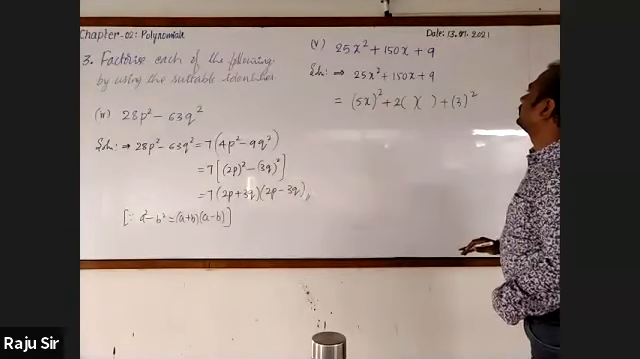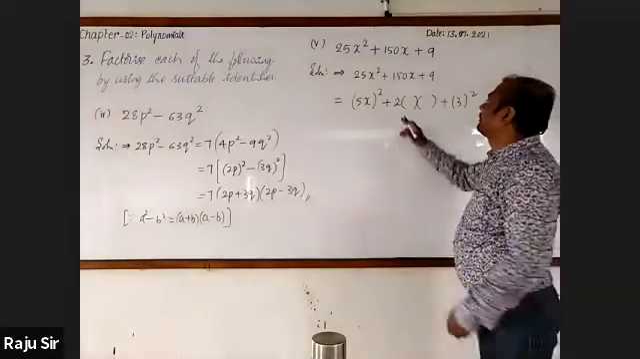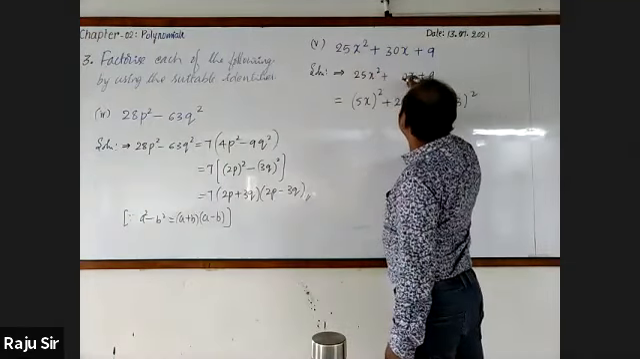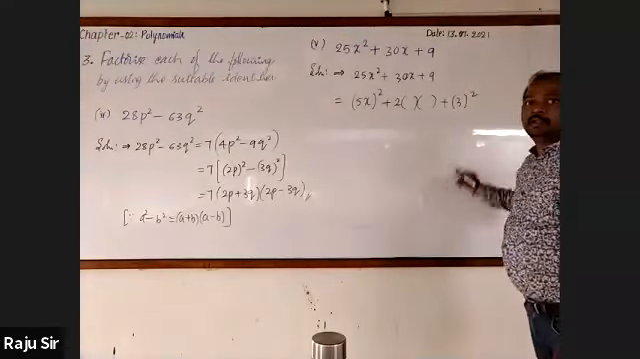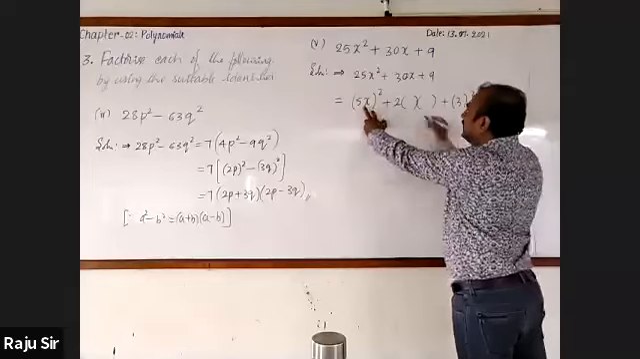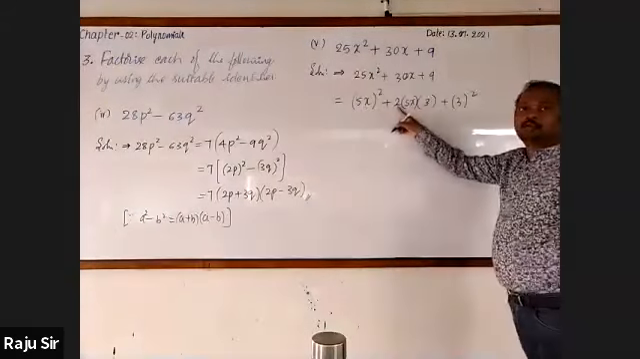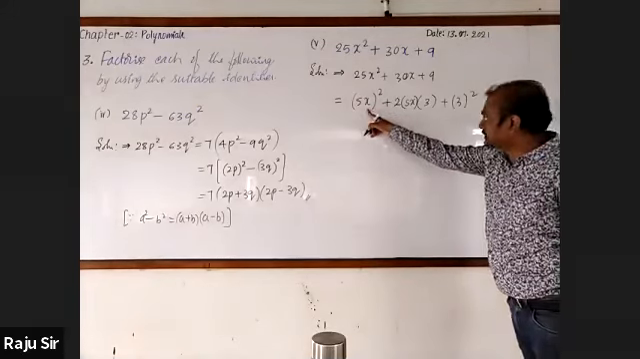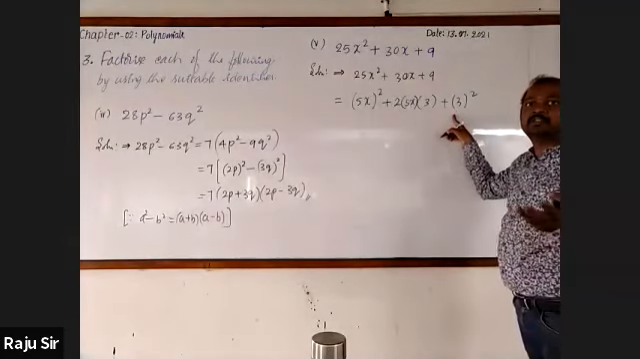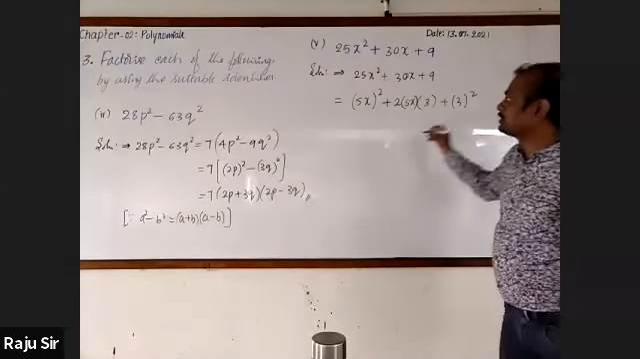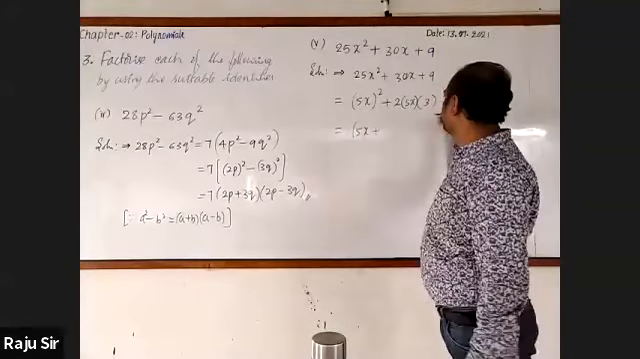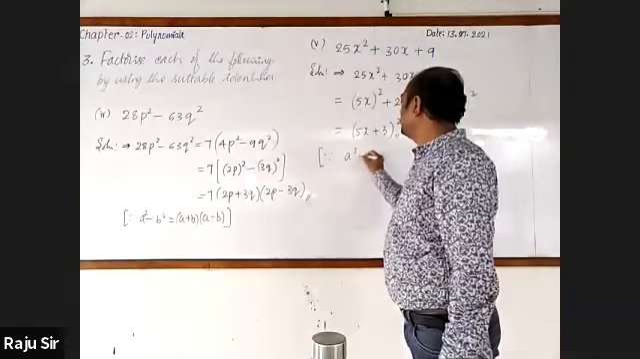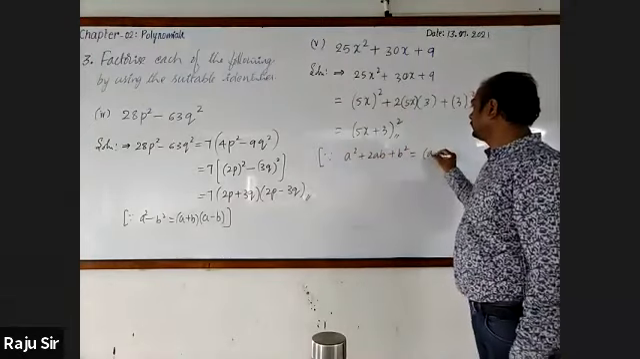Wait. 150? No, sir. The 30 will come. You make it as 30x. Look here. A is 5x, B is 3. Now count it. 2 5s are 10, 10 3s are 30. Now this is of the form a square plus 2ab plus b square, which is nothing but a plus b whole square. So I can write it as 5x plus 3 whole square. The reason: a square plus 2ab plus b square is equal to a plus b whole square.